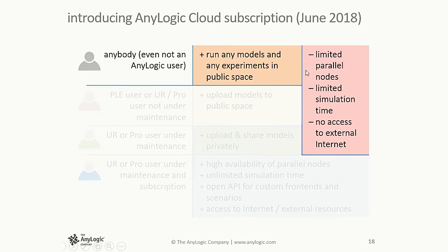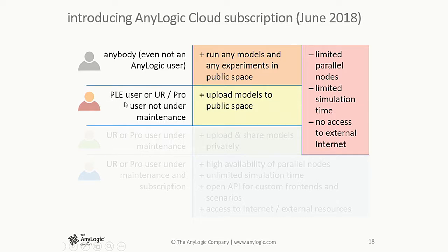The limitations will be limited parallel nodes for multiple-run experiments, limited simulation time, and no access from the model to the external internet, which these guys don't care about because they don't develop models. They just run somebody else's public models. Now, if you are a Personal Learning Edition user, or if you have university research or a pro license but with expired maintenance, you will still be able to upload models to public space only, right? No private uploads, and run them with the same set of limitations.